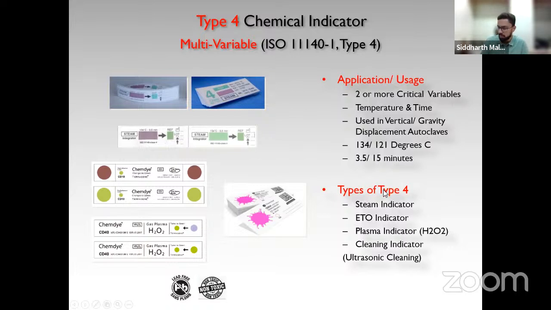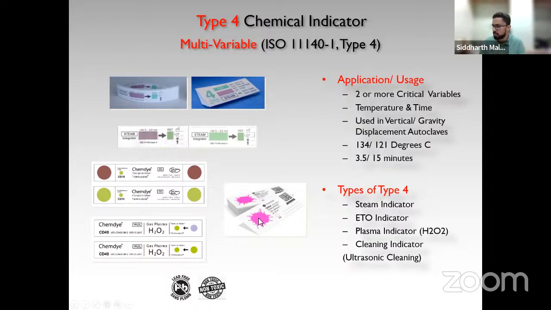So you get an ultrasonic cleaner indicator also. This is also a type 4 indicator. Just in case, an ultrasonic cleaner is meant for cleaning of your vascular or very fine instruments which cannot be cleaned by brushes. So there are indicators to see whether the ultrasonic is performing its job or not, whether it is able to clean the device or not.